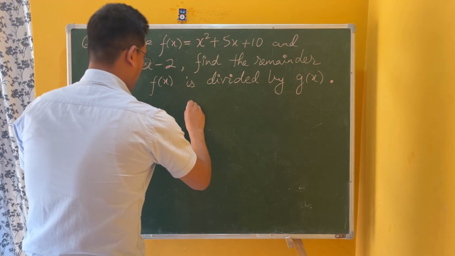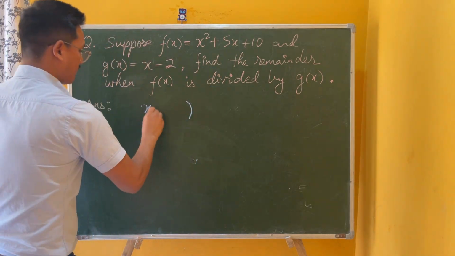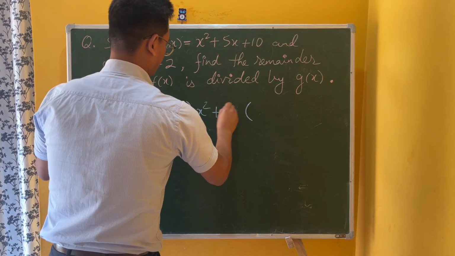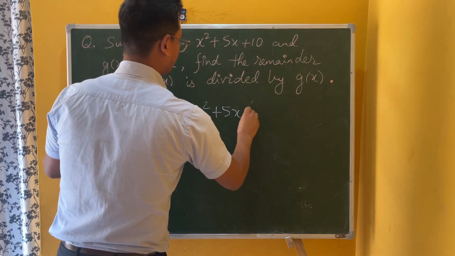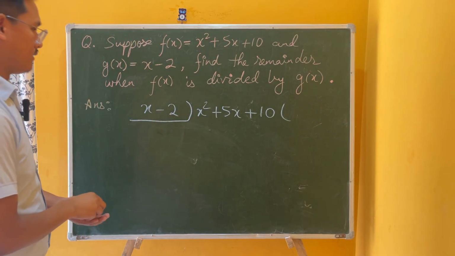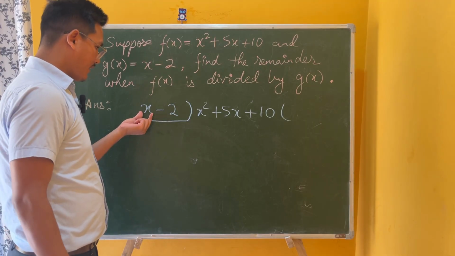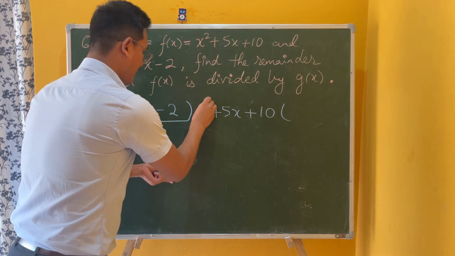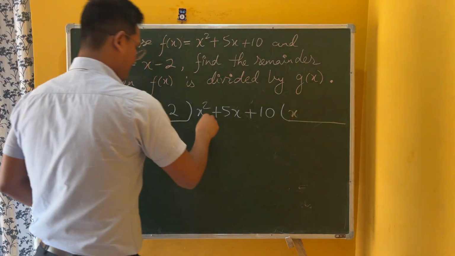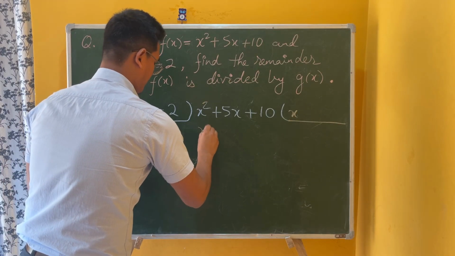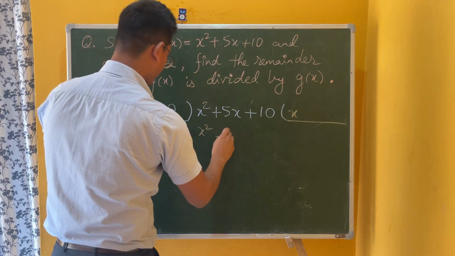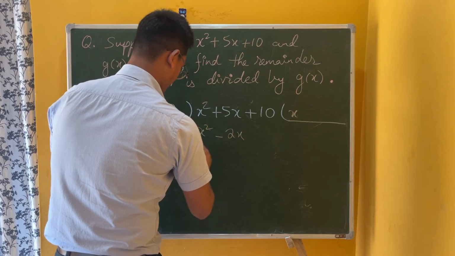So I guess you are familiar with this division. So how do we do it? x into how much is x square? x into x is x square. Now this will multiply the second term along with the sign. Plus into minus is minus. x into 2 is 2x.